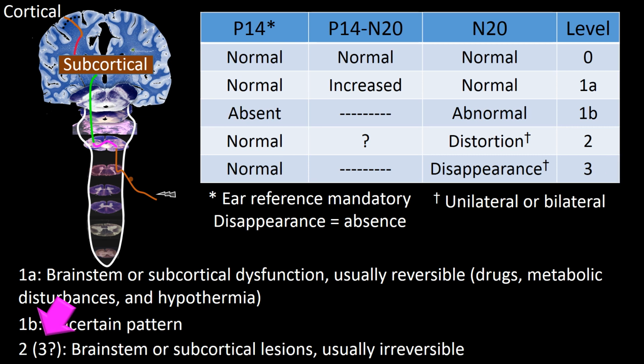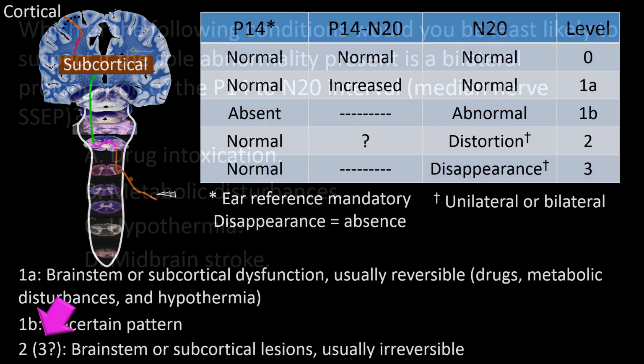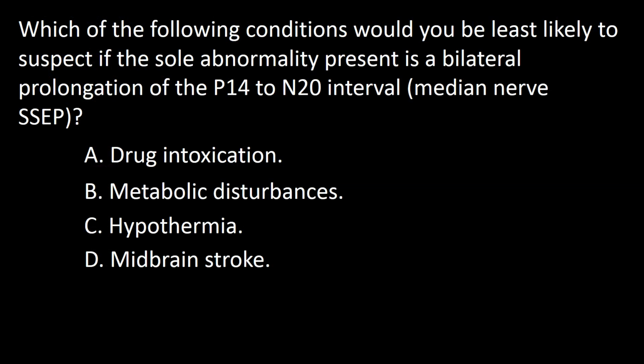Level 2 and 3 indicate brainstem or subcortical lesion, as did level 1A. The difference is that those lesions are usually irreversible. So the answer to this question is D.